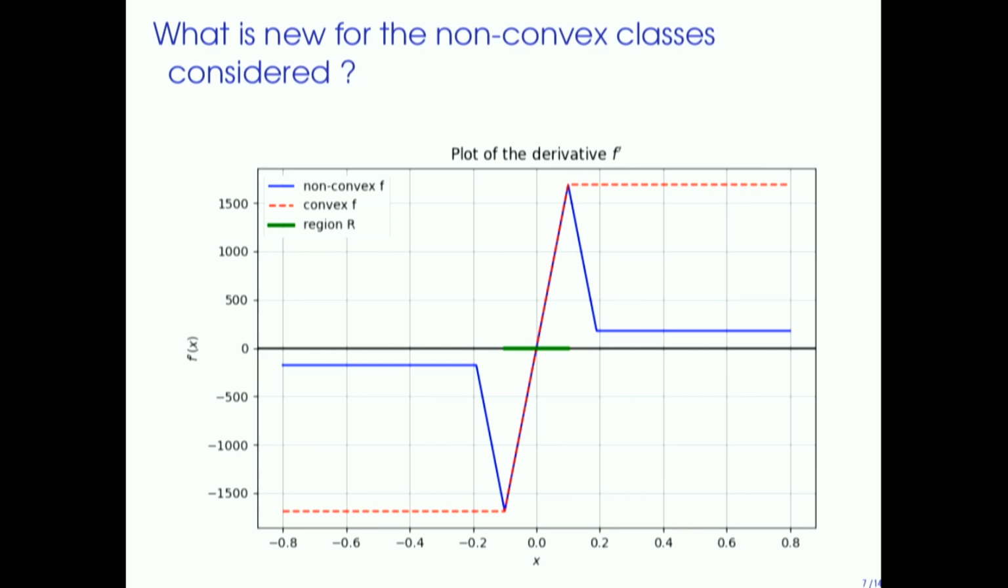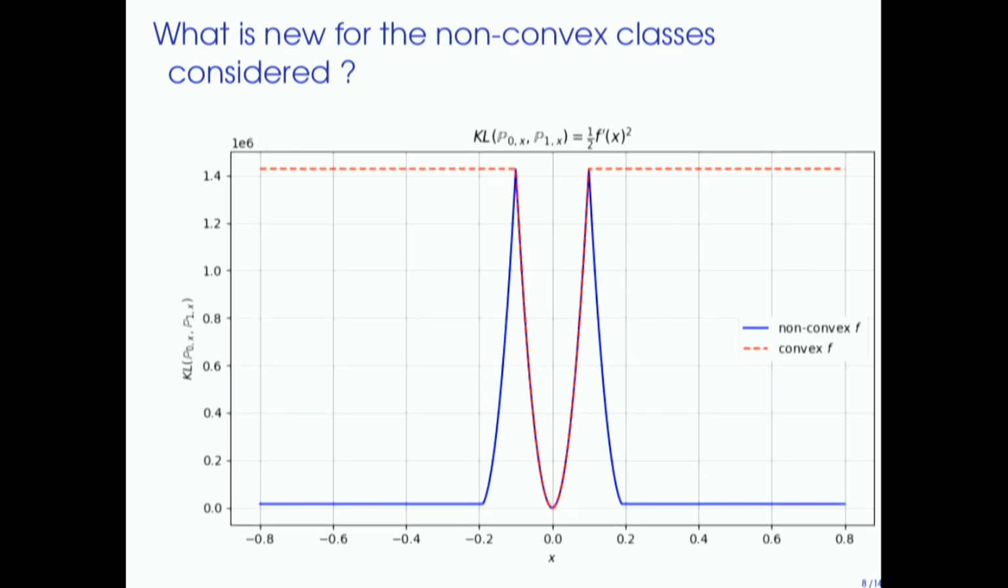But in the convex case, we cannot afford to have small gradients away from this global minimizer because we cannot go down. The derivative should be monotonic. While in the non-convex case, we have more freedom. We have this additional degree of freedom that we can make the derivative to be very close to 0 away from the global minimizers. And this helps because if we plot here the KL divergence when we compare the function to 0, we see that in the non-convex case, the KL is very localized around the global minimum, which makes the detection problem much harder than in the convex case.